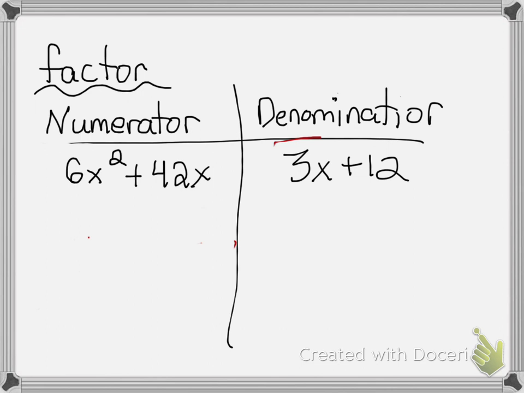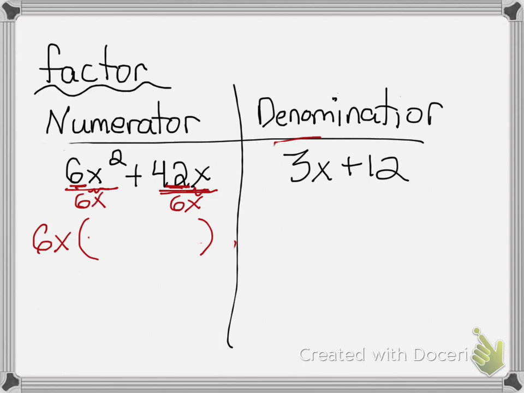In that numerator, 6x squared plus 42x, I will do GCF factoring. The GCF between 6 and 42 is going to be 6, and the smallest variable between x squared and x is just x. So 6x is the GCF. So therefore, I will divide each one of them by 6x.